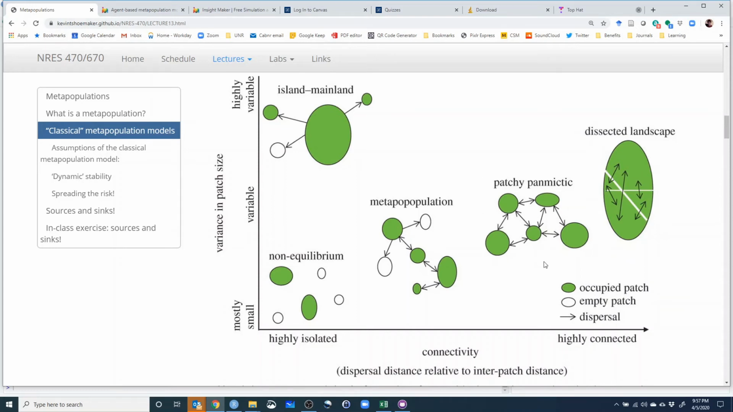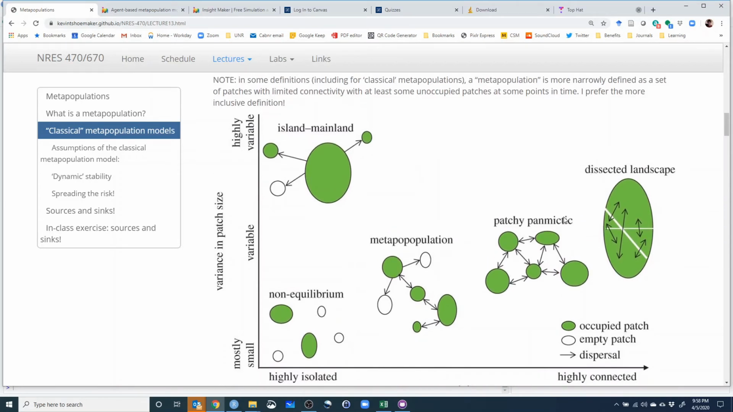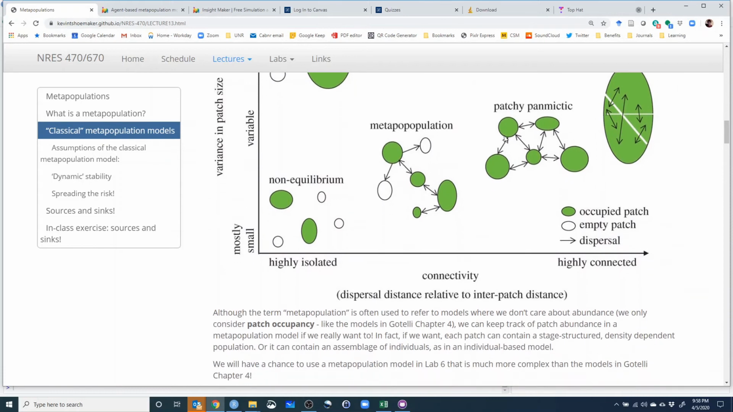Here we have a similar metapopulation, but the connectivity is increased, and so we have essentially a panmictic metapopulation, where any individual can mate with any other individual from any other patch, and all patches here are occupied. And then you can imagine a road going through a formerly contiguous habitat, and now it's dissected a bit, but there's still a lot of connectivity. So these are just different types of metapopulations, all of which are very common in nature, and all of which we should be familiar with how to represent as a model.